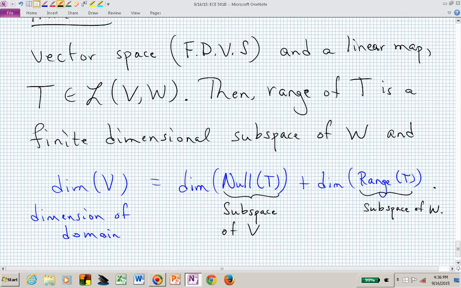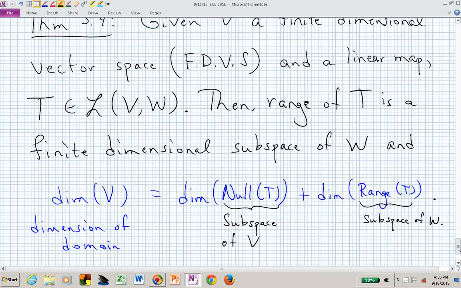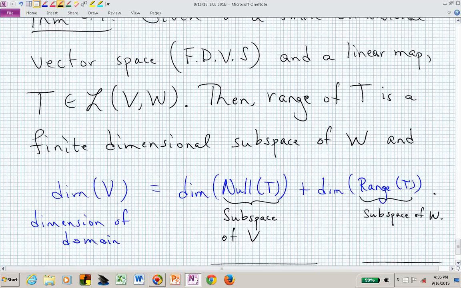And that's a very powerful result. We are going to use it many different times after, of course, we prove it. So let's verify this or try to prove it. But what's interesting is these subspaces: one is a subspace in the domain, the other is a subspace in the codomain.